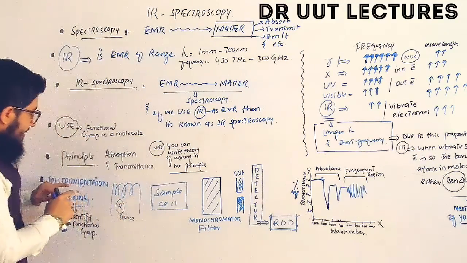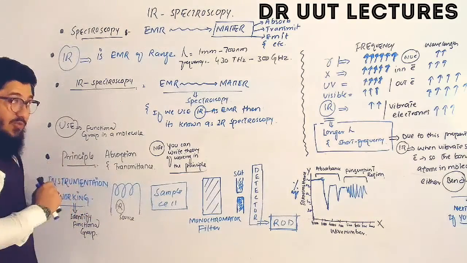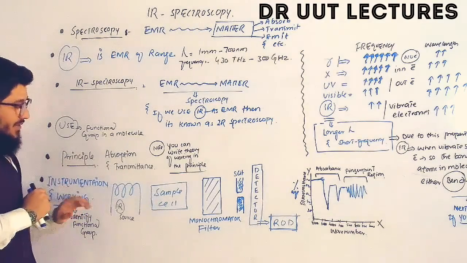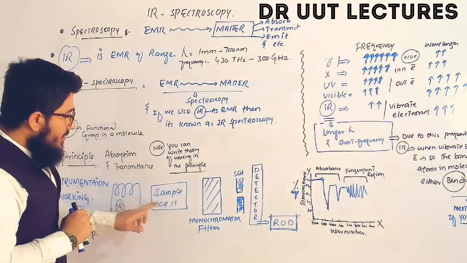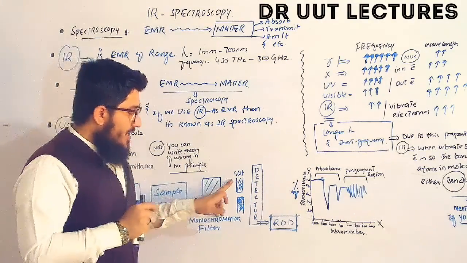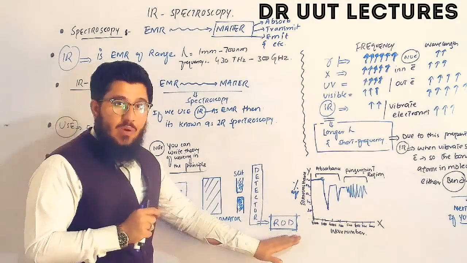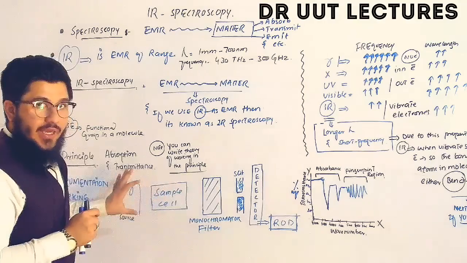Now let's come towards the working. Before working, we must know about the instrumentation. Then we will move towards the working. In the instrumentation, we have the IR source, the sample cell in which we will place our sample, the monochromator, also known as filter, a slit, detector, and readout device. This is the instrumentation of IR spectroscopy.